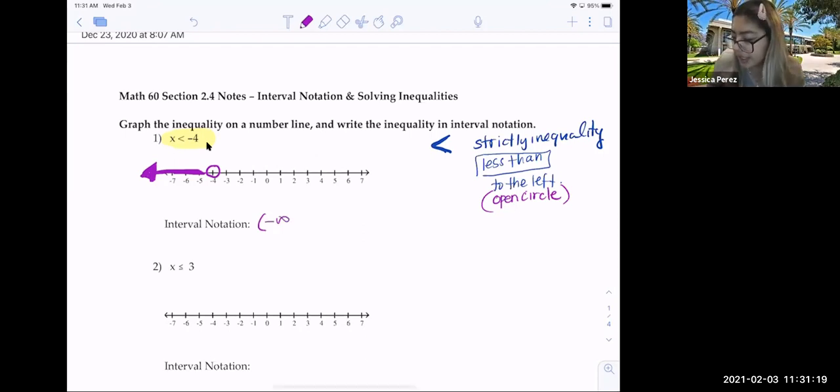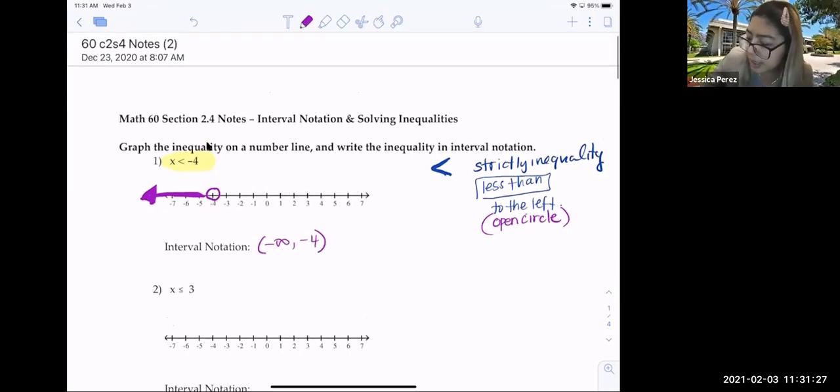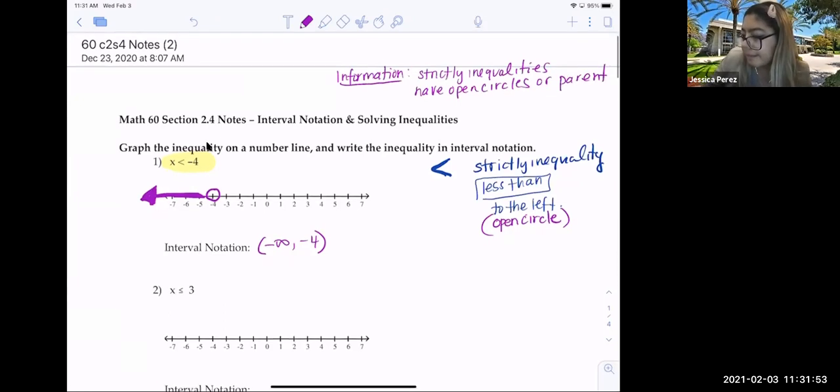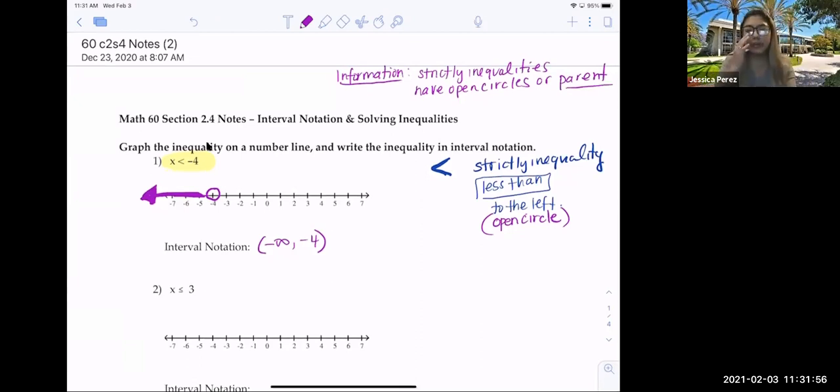So for this interval notation, you're just reading what it's saying from left to right. So this is negative infinity up to -4 with parentheses. Let me write here some information. Strict inequalities have open circles and parentheses. In interval notation, you're reading off from left to right. So where is it coming from? Negative infinity, and it stops at negative four, but not touching negative four.